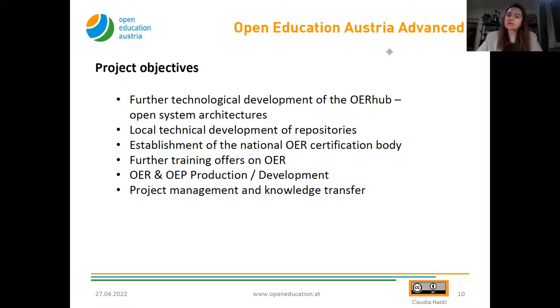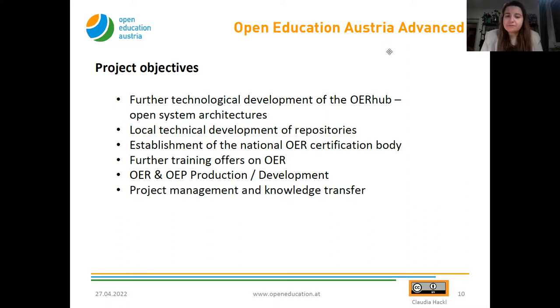So what are we actually aiming at as our project objectives? We are further developing the OER Hub, which is the OER meta search engine. It's an open system architecture that makes it possible for OER throughout the Austrian higher education sector to be found and then to be used. We're also developing further the local technical repositories and other technical infrastructure in the local departments. We're also establishing a national OER certification body to certify OER activity at universities, higher education institutions, and also university teachers.